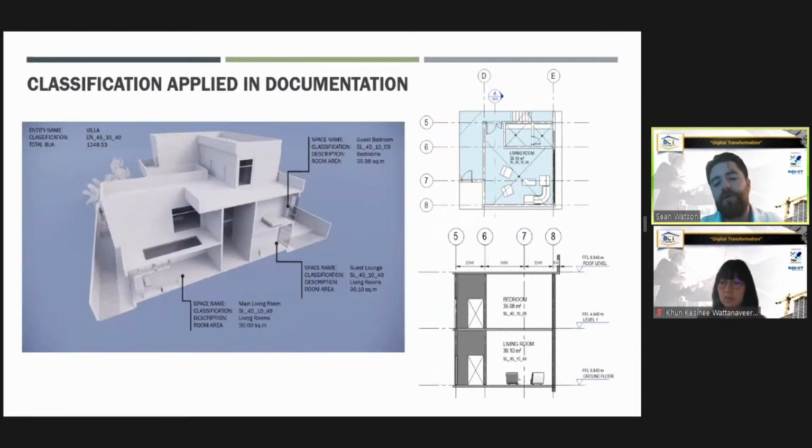So if we look at Uniclass, how can we apply it in our documentation? We take a simple example here of a villa. We've classified the space information. So a guest bedroom is a particular classification for lounge. Again, another classification, living room, for example, a separate classification. So that allows us, by using a classification format, to identify the main usages of each of the spaces of this particular entity.